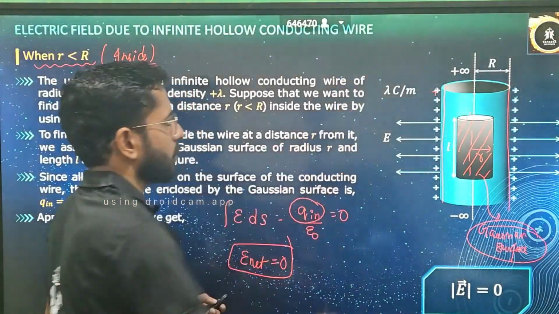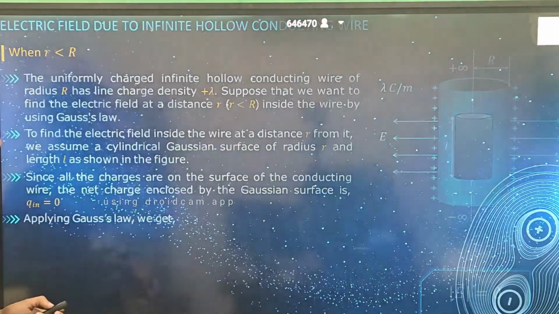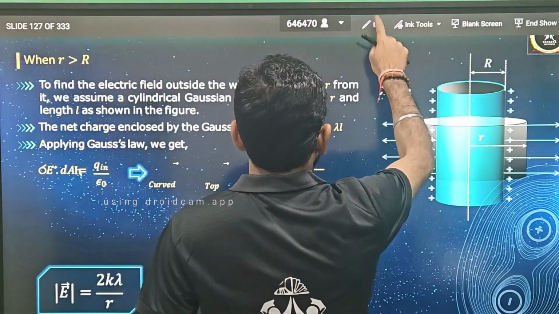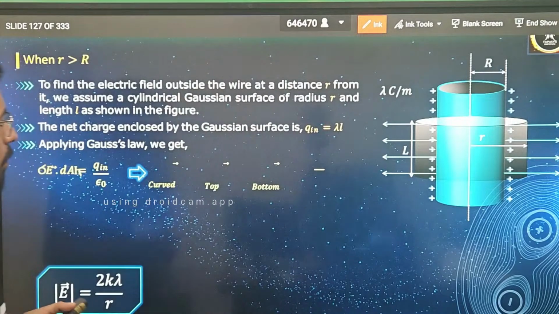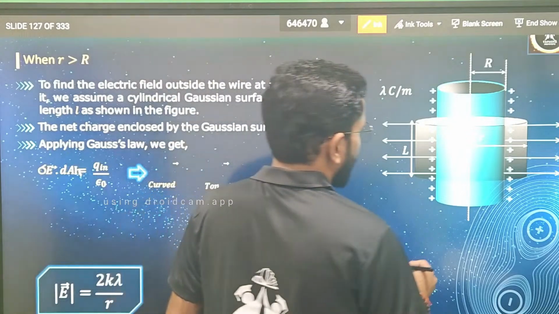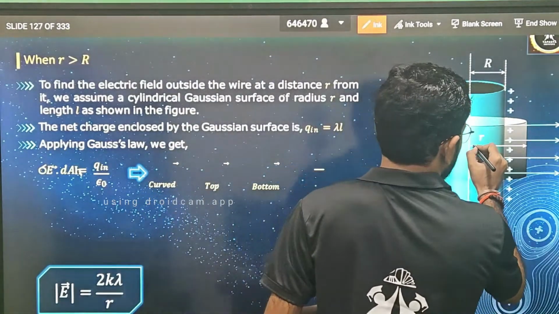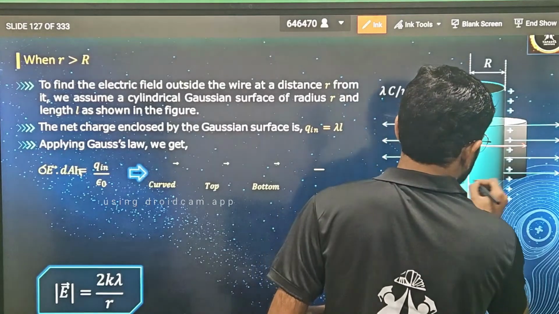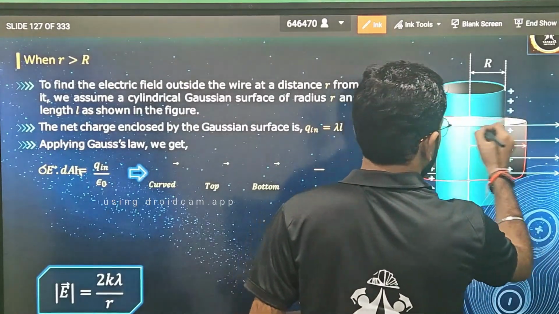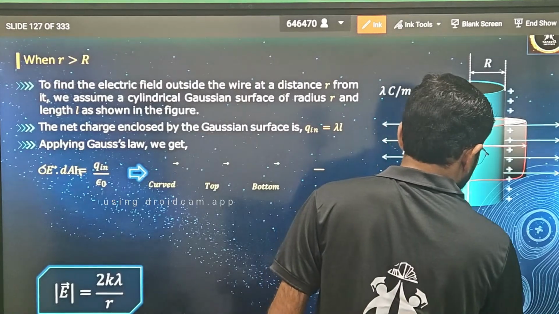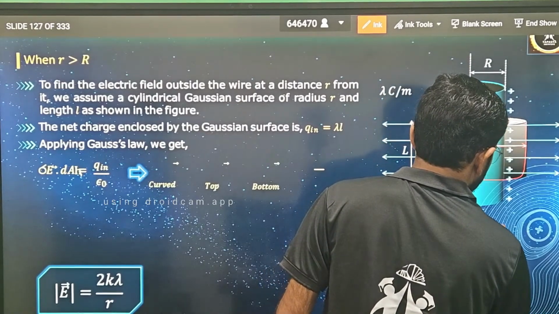Is it clear? Now check the next case, that is the outside point. The outside point will be interesting. See what you can do for an outside point. Okay, let's derive it. Outside point: this is your outside point, and again I have drawn a Gaussian surface, a cylindrical surface that is covering the whole wire. And this is your Gaussian surface.